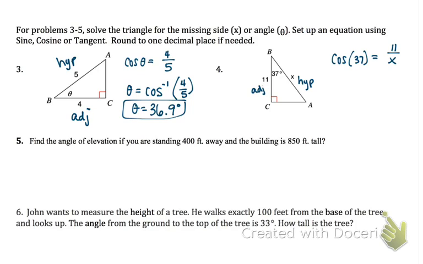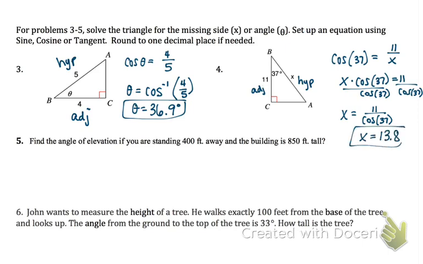Okay, one misconception here is that you should multiply 11 over, and that will get x alone. Well, that doesn't work. We always want to multiply over whatever's on the denominator. So we're actually going to multiply over x. And then we're going to divide by cosine of 37 to get x alone. That gives me 13.8 as my final answer for this side.